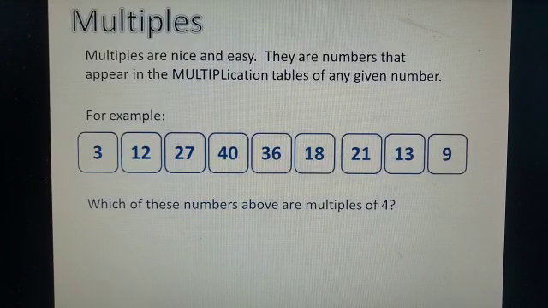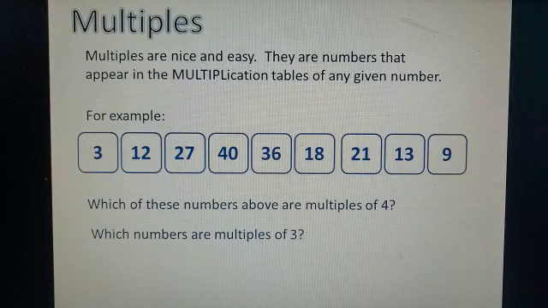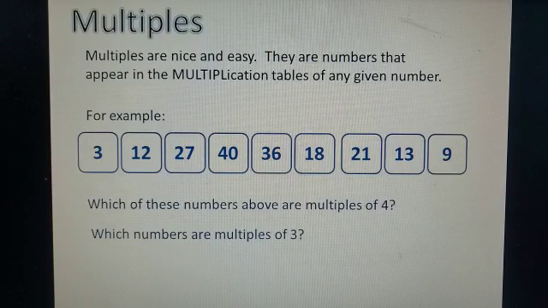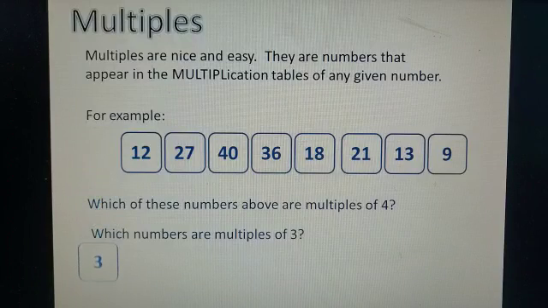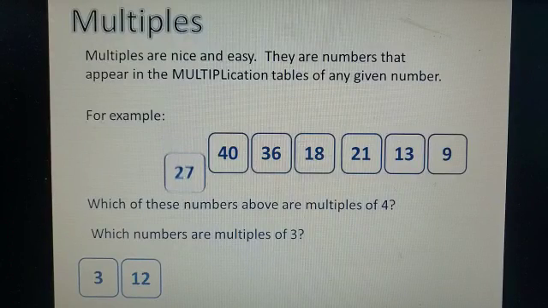What about multiples of 3? The rule for finding multiples of 3 is if you add the sum of the digits together, they are in the multiplication table of 3. So number 3, we know that's definitely in our 3 times table. 1 add 2 is 3, so that's in our table. 2 add 7 is 9, also in our 3 times table.